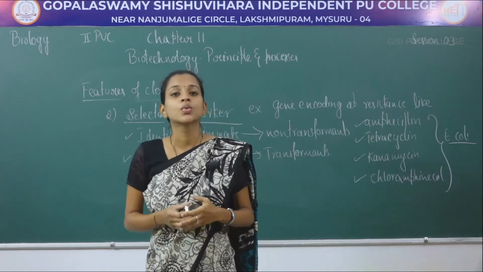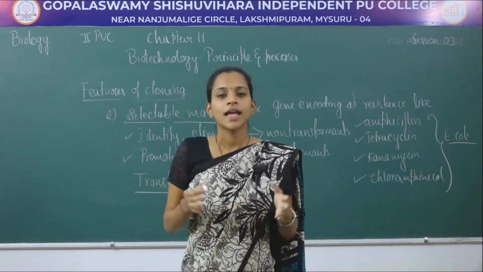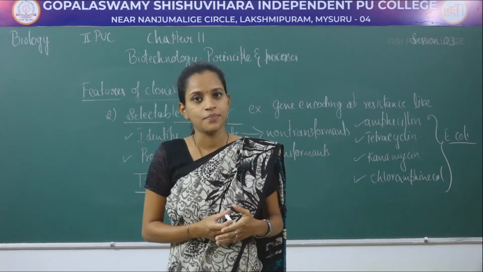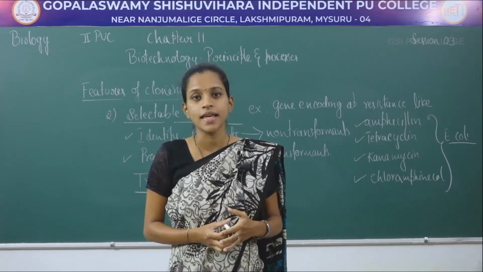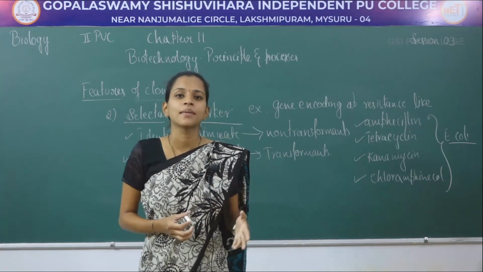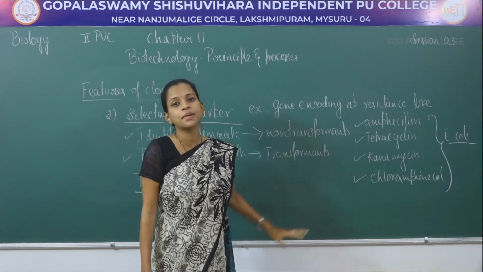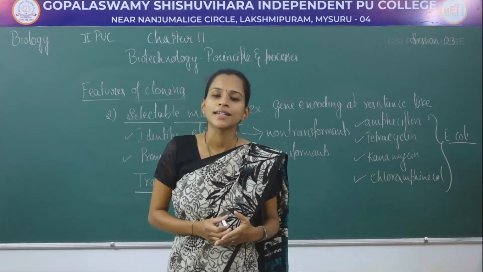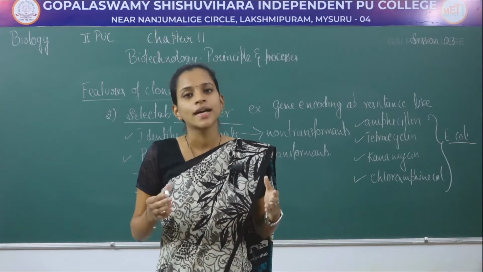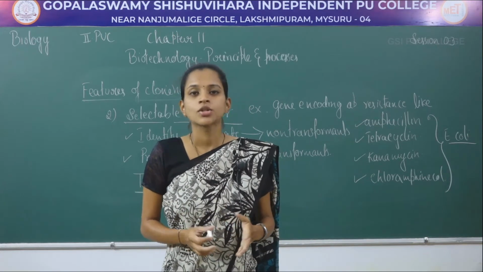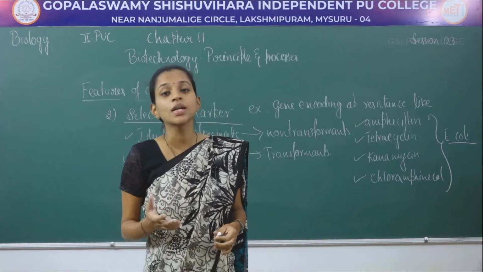Transformation is a process through which an alien DNA is introduced into the host body, and that host is nothing but a bacteria. Here examples will be genes encoding antibiotic resistance like ampicillin, tetracycline, kanamycin, and the last one is chloramphenicol. These are the selectable markers for a particular bacteria, that is E. coli. Naturally, E. coli do not have any ability to resist the antibiotics. So, that is about the selectable marker, which is the second feature. The third feature will be the cloning site.